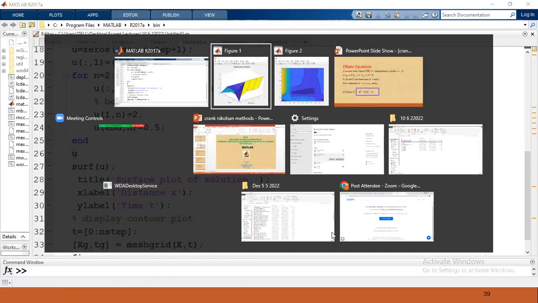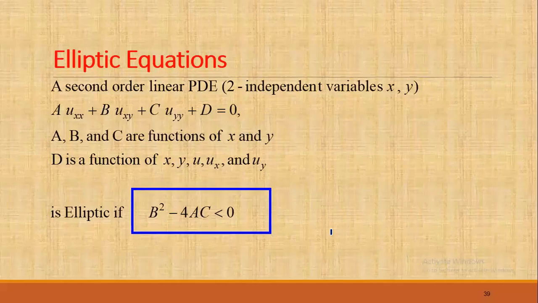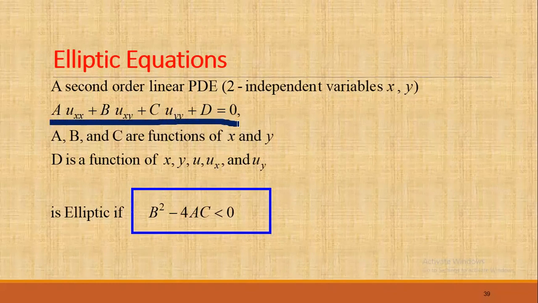Now the next one is the elliptic equation. Previously, the one-dimensional heat equation was a parabolic equation. For the elliptic equation, we know the characteristic form is a u_xx plus b u_xy plus c u_yy plus d equal to 0. And we know that this equation is elliptic if b squared minus 4ac is less than 0.